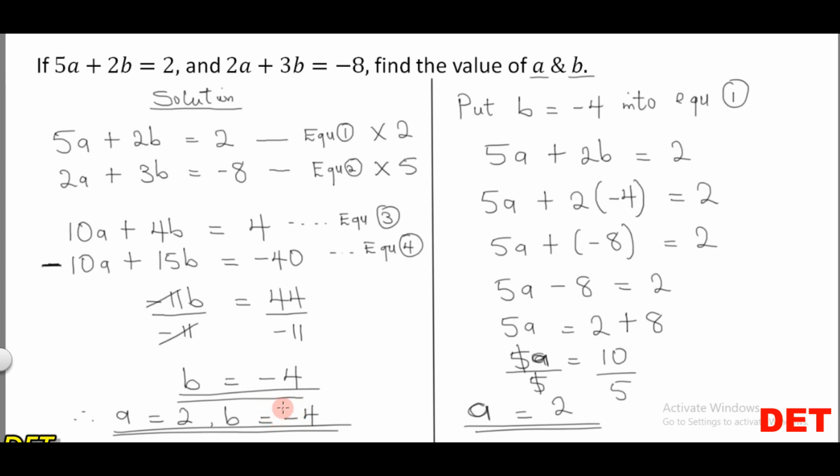This is actually very simple mathematics. You just have to practice with questions, alright, in order for you to get the understanding. It's actually very simple.